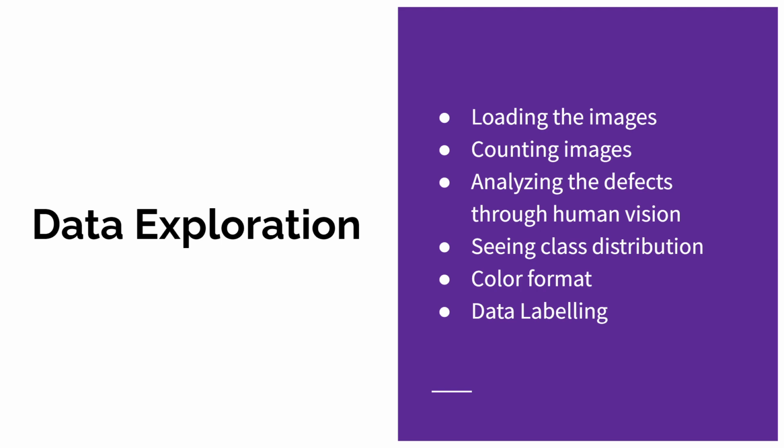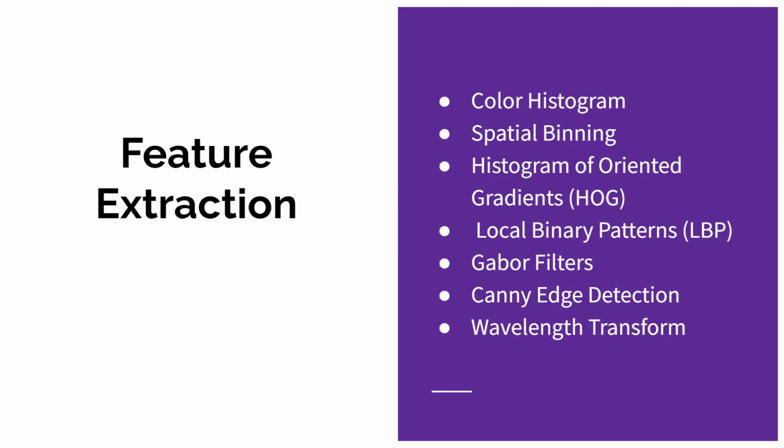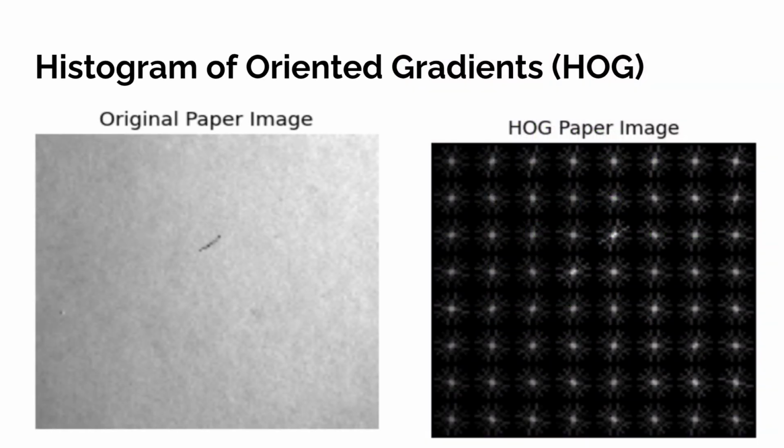Data exploration, in which I analyzed the data, did a lot of data pre-processing, data labeling was one of them, checking the color formats, checking every sort of thing that could have been incorporated in this step before I moved on to the feature extraction process, in which I used a lot of feature extraction methods, but in my feature set, I pinpointed only four.